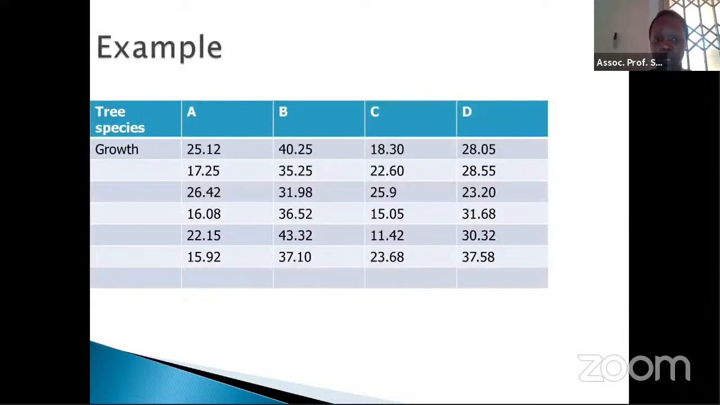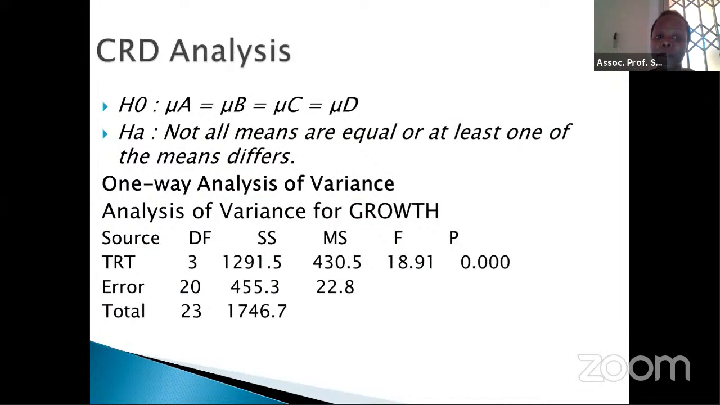So hypothesis, we are going to look at it. This is the data for you in case you want to use it for practice. The hypothesis in statistical terms is that mu A is equal to mu B is equal to mu C is equal to mu D. Please don't state it the way you say it here.